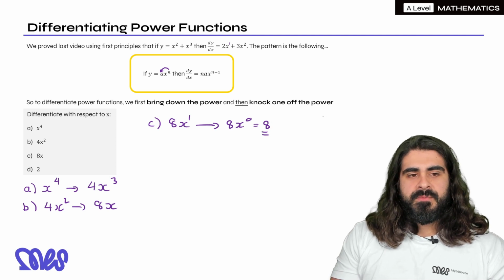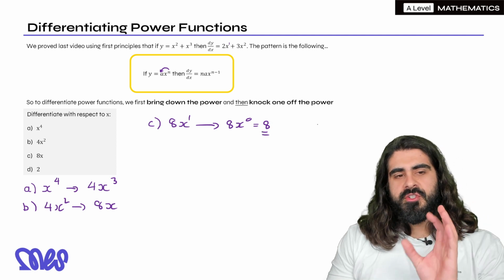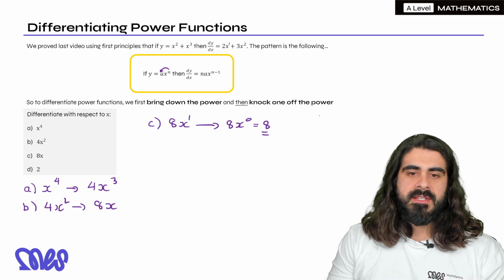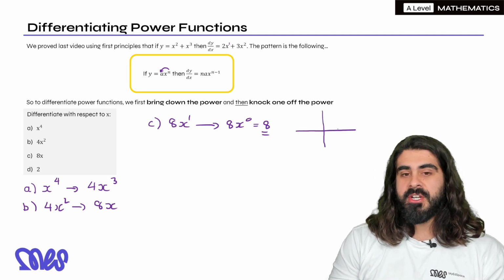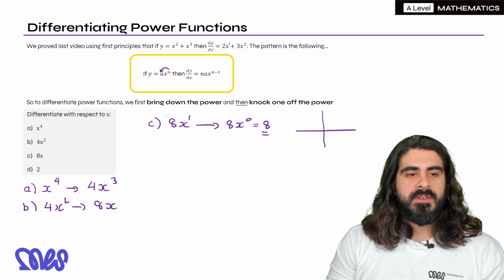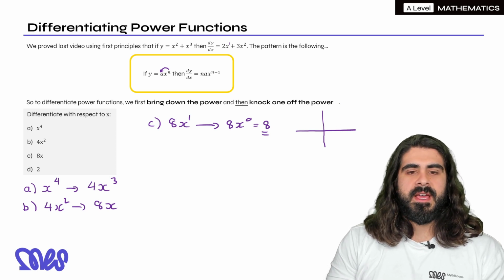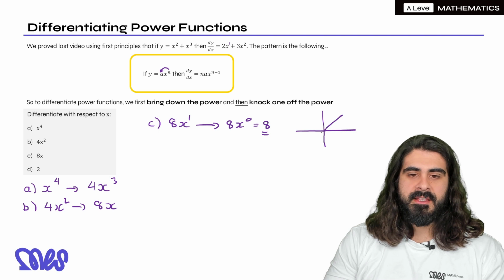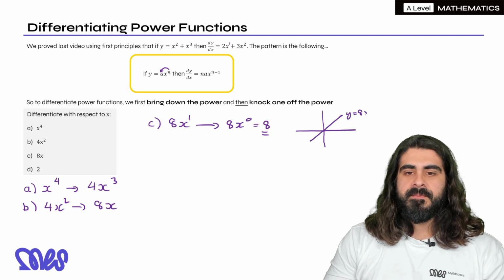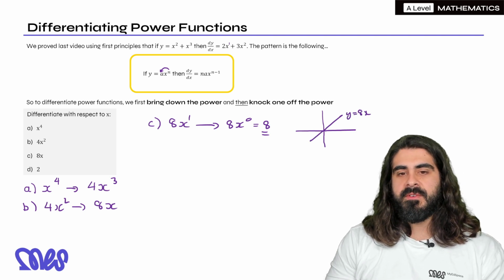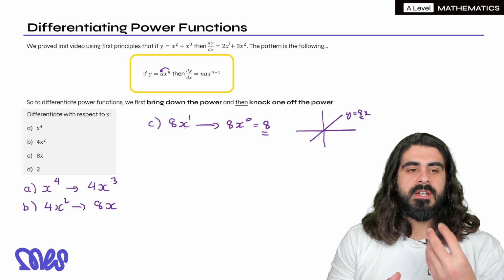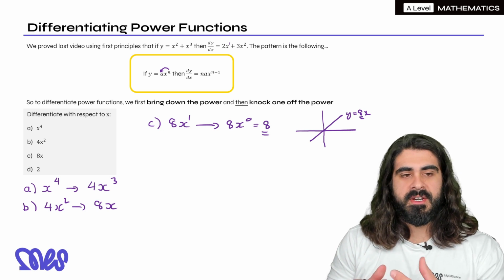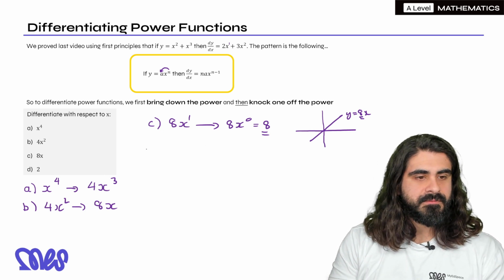Now, what some students think is that if you just have a number times x, the x disappears. It is kind of true, but there is some reasoning behind this. Remember, differentiation finds the gradient, right? So if I asked you to draw the graph of 8x, you would draw a line that looks like this. Then if I asked you what's the gradient of this function, you would say 8. It's the coefficient of x. So that's why the x disappears. It doesn't really disappear, but you're looking at the function of 8x and the gradient is the coefficient of x.